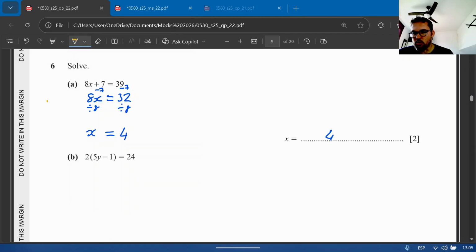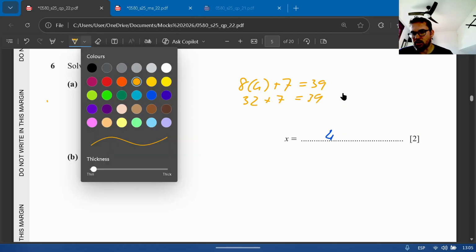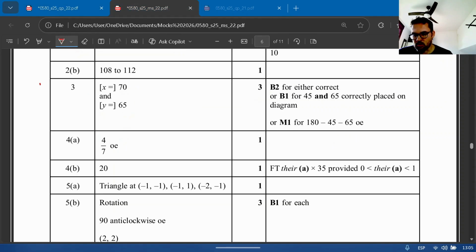If you've got the time, do a quick check. We said x is 4, so we put the 4 for the x. 8 times 4 is 32, plus 7 is 39. And we know it's correct. Okay, check the mark scheme quickly.